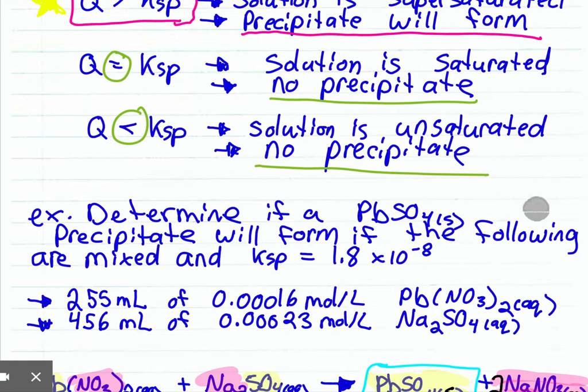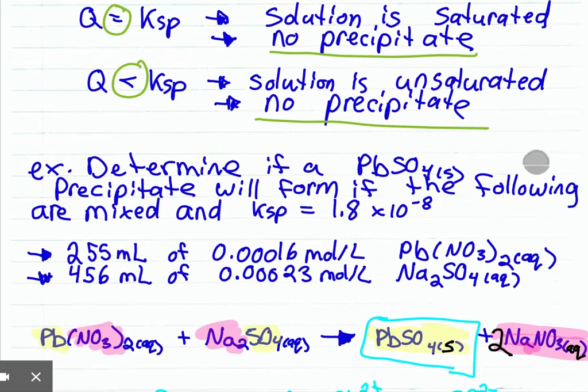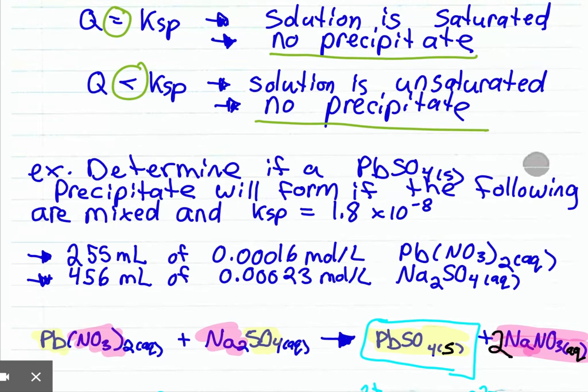So what I want you to notice right now is that we have two aqueous ionic compounds, and we are forming a solid product here, lead sulfate. The lead is coming from the lead nitrate, and the sulfate is coming from the sodium sulfate. So what we have is a double displacement reaction. It's important that you get the balanced double displacement reaction, and in this example, I'm giving it to you. So here's our balanced chemical reaction, and we are very interested in our lead sulfate.